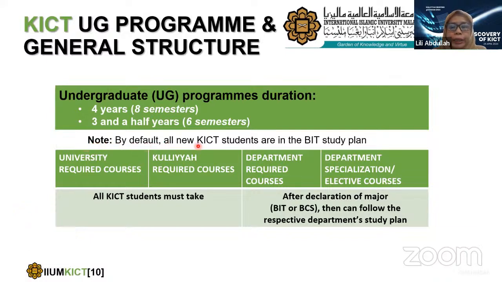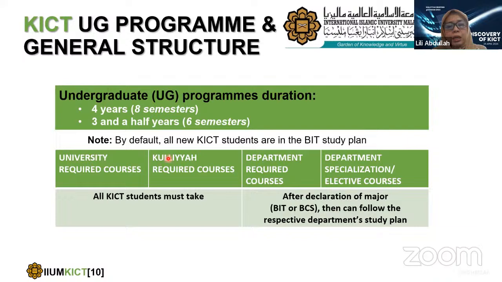So here, by default, I would like to highlight, not to worry, but you have the opportunity to join these 2 programs. But by default, all new KICT students are in the BIT study plan. Especially from CFS, you go into BIT study plan first, right? Then you'll be able to actually declare your major in the first year, second semester, right? You can declare whether you want to transit into BCS. Then when you have declared your major, then your study plan will follow the BCS. That declaration you will need to do after you finish your first year. So that means first year, first SEM. So that means first year, second SEM.